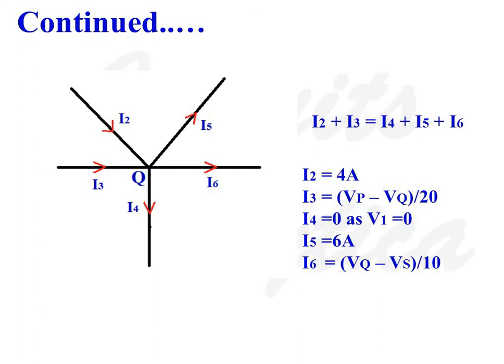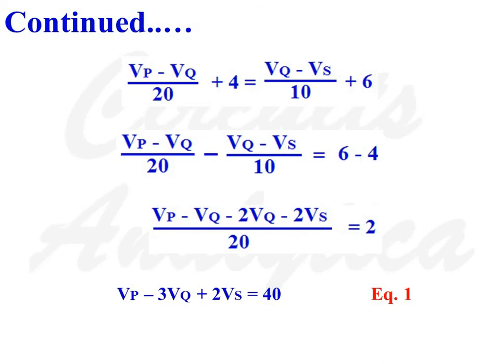I2 is given as 4 ampere, I3 is equal to Vp minus Vq divided by 20. I4 is equal to 0 as V1 is equal to 0. I5 is given as 6 ampere and I6 is equal to Vq minus Vs the whole divided by 10. So according to KCL, I2 plus I3 is equal to I4 plus I5 plus I6. So (Vp minus Vq) the whole divided by 20 plus 4 is equal to (Vq minus Vs) the whole divided by 10 plus 6.